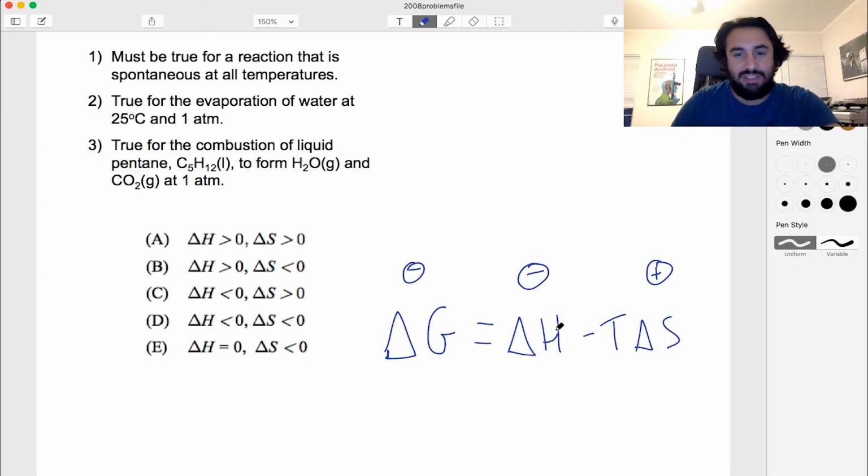So where do we see delta H as less than zero and delta S as more than zero? That would be this one. So number 1 is C. Okay, number 2, true for the evaporation of water at ambient conditions. So what is happening when water evaporates?